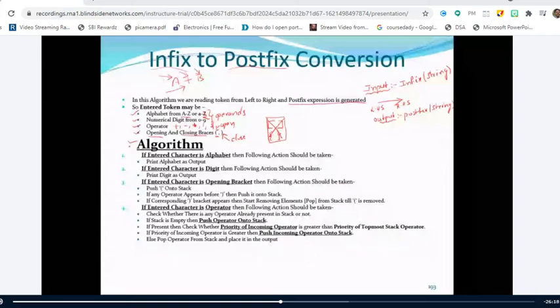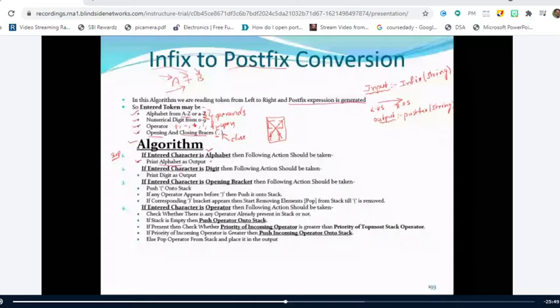So according to step 1, if the token read is an alphabet, don't worry about uppercase or lowercase, any alphabet you take, the following action has to be taken. This is a very simple action where you have to print that alphabet as the output. That's it. We'll see it with an example. Don't worry.